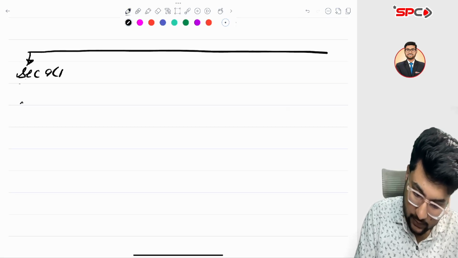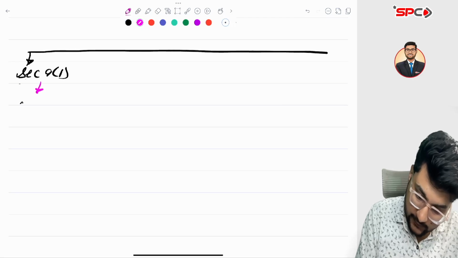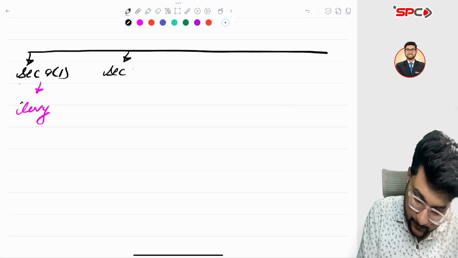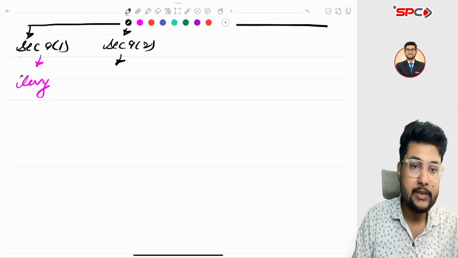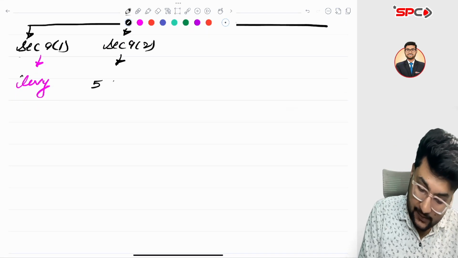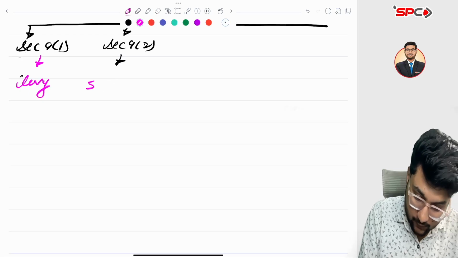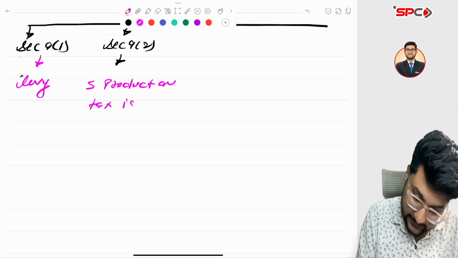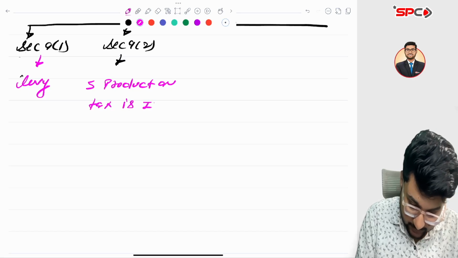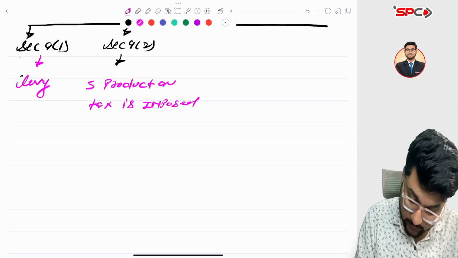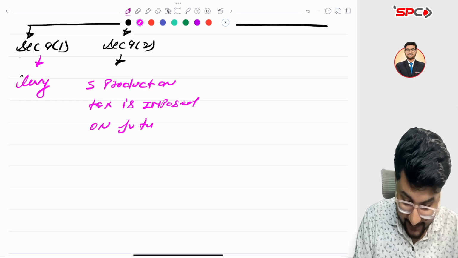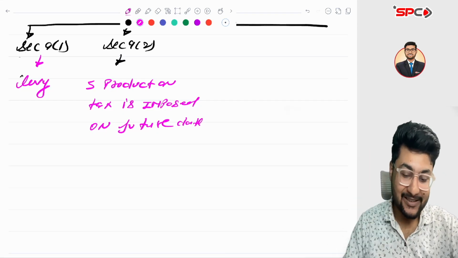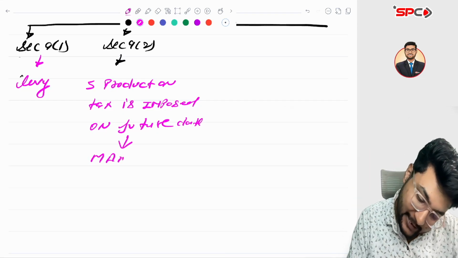Section 9.1 is about levy. 9.2 is about the 5 products on which tax is imposed on a future date, meaning currently there is no taxation on these 5 products. There's a short form called MANDP.